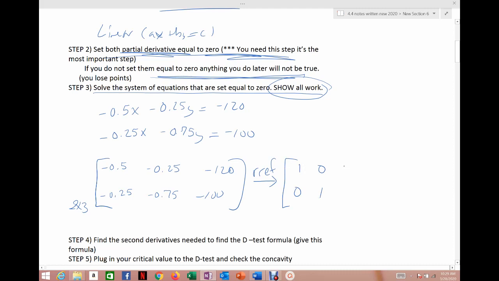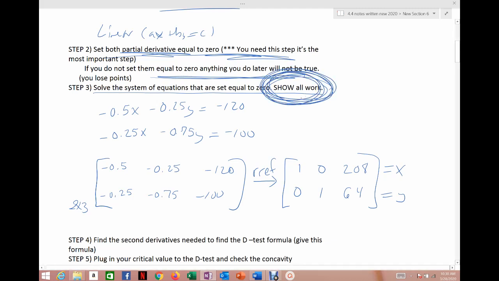Alright, it comes out to this, which, remember, the first term is your x value, the second term is your y value. So there we've solved the system, and that's the work we want to see. Show all of this so that we know how you solved it, that you didn't just pull the answers out of the air, that you actually plugged it in and solved it correctly like you're supposed to.